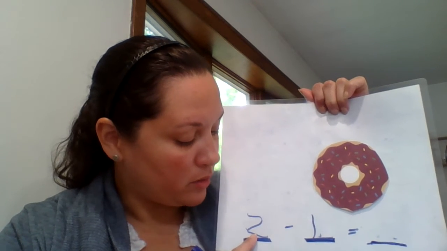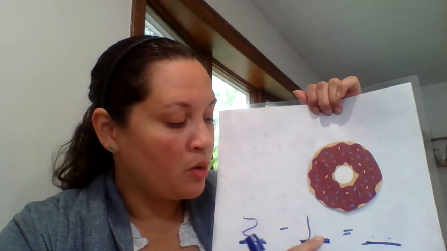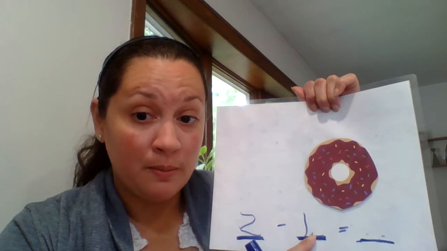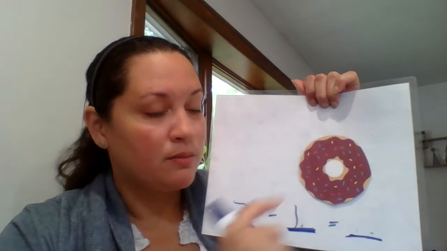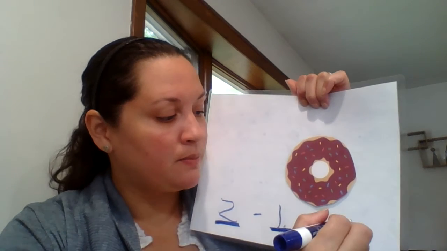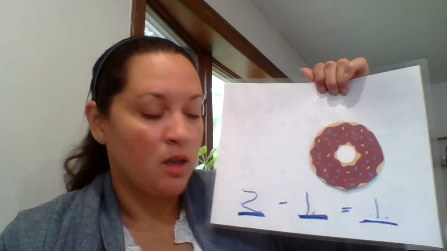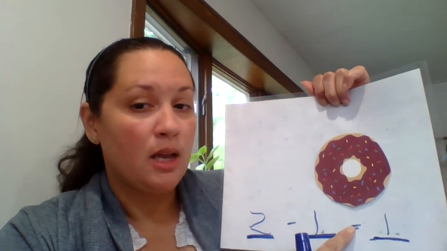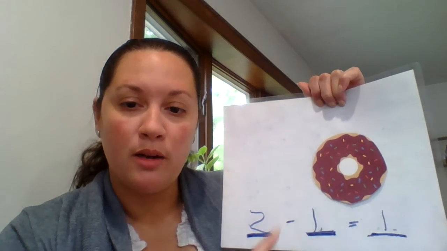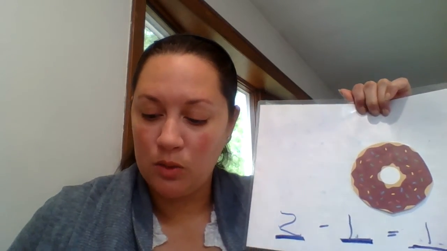So I had 2 donuts. They took 1 donut away. How many do I have left? 1. I have 1 donut left. So 2 take away 1 equals, or is, 1. 2 take away 1 is 1. Okay, let's do our last math sentence.